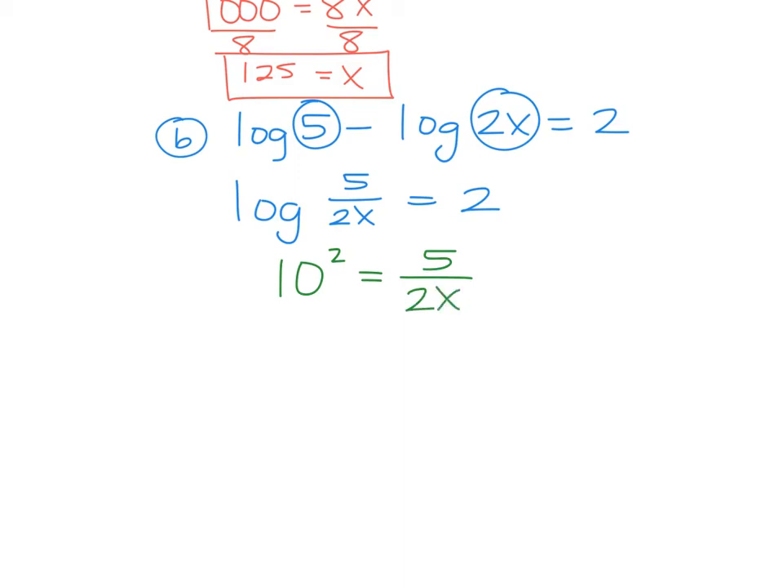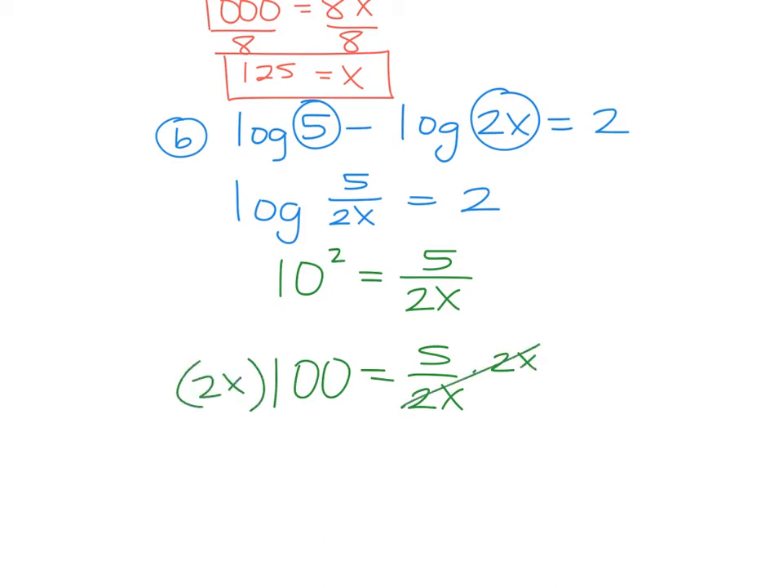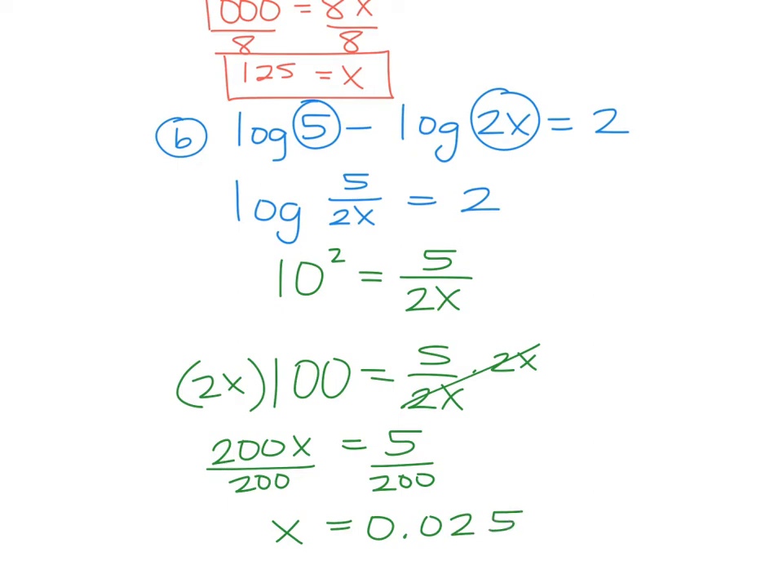Let's see how your algebra is. 100 equals 5 over 2x. How do you solve that? Multiply by 2x. Okay, so multiply by 2x on both sides. You get 200x equals 5. And then you're going to divide by 200. If you plug that into your calculator, x is 0.025.